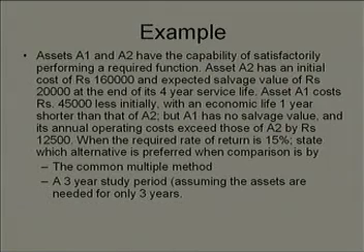Now, you are supposed to tell me which alternative is preferred when the comparison is by first the common multiple method and second, that we will discuss a little later, a 3-year study period method. So, for the time being, answer the first part, that means use the common multiple method and tell me which alternative you are going to adopt.